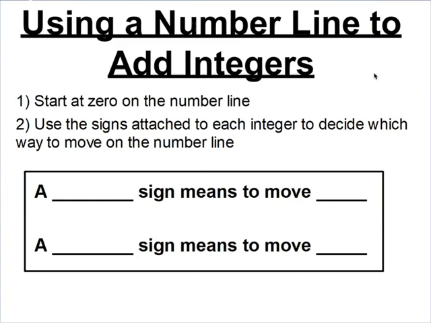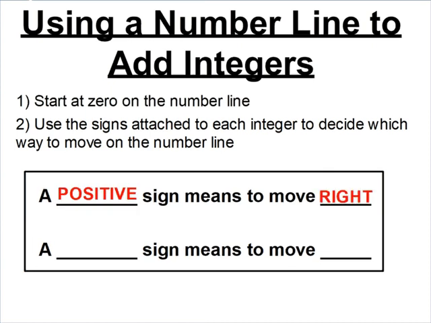When you want to add integers using a number line, you always start at the integer 0. 0 has no value, so we start at 0, and from there we move on the number line based on the two integers in the math problem. If you have a positive integer in a math problem, what that means is on the number line, you're going to move the number of spaces to the right that integer shows.